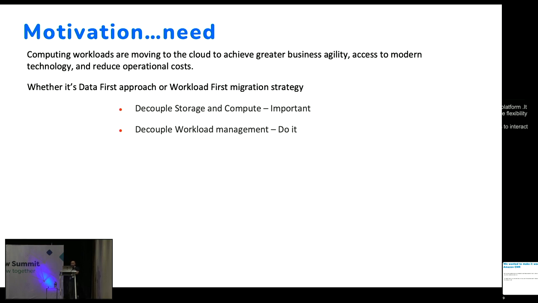But in either strategy, it is very important to take decoupling storage and compute, and then decoupling workflow management out of it. So if you see Apache Oozie or any of such workflow scheduler systems, they were tightly coupled with the Hadoop ecosystem. Oozie is there so long as Hadoop is there. So you need to take that out so that you have one less ball in the air to juggle during your cloud modernization journey.